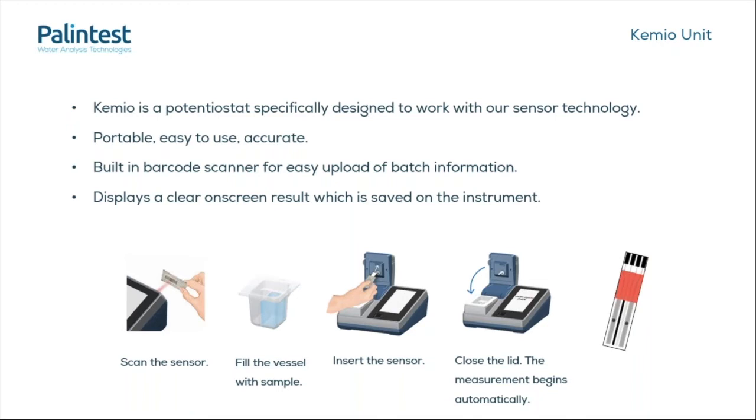Or anything you like. So I'll just go through that workflow that you can see at the bottom there. The first thing you would do is scan the sensor with the barcode, and that just ensures you've got the correct sensor for the batch that's loaded onto the instrument.